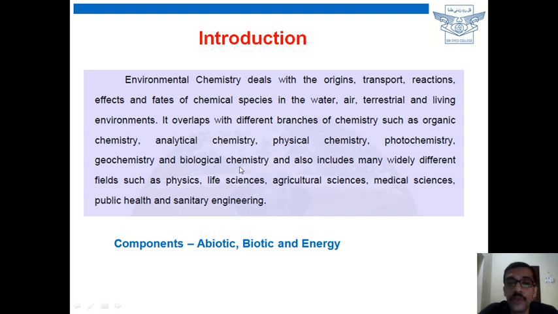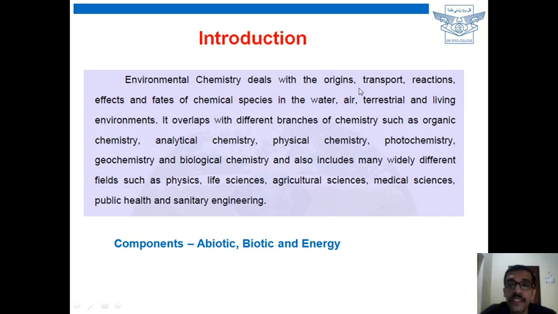Then, as I told you initially, it also encompasses certain other branches of science such as physics, life sciences and agricultural sciences, and also medical science, public health and sanitary engineering. So it's a very vast branch which deals with the origin, transport, effects and reactions of chemical species in the water, air, terrestrial and living environments. This is the simplest definition you can give for environmental chemistry.